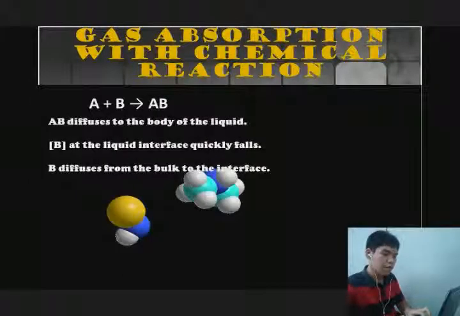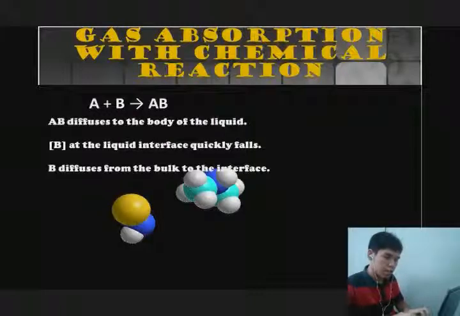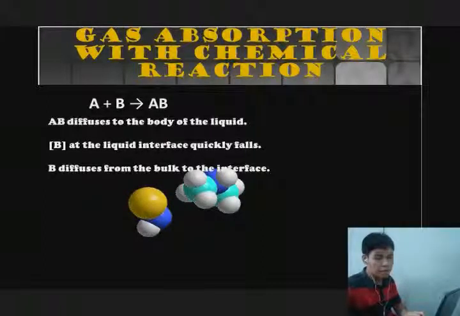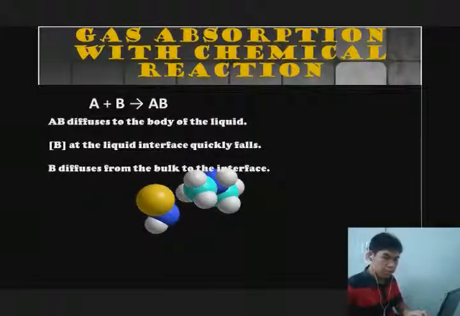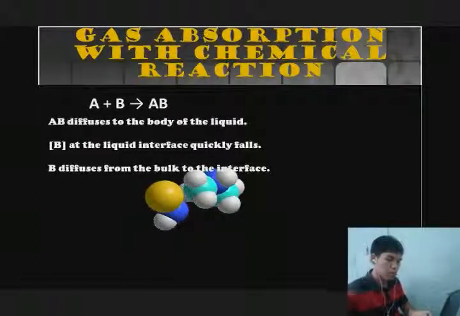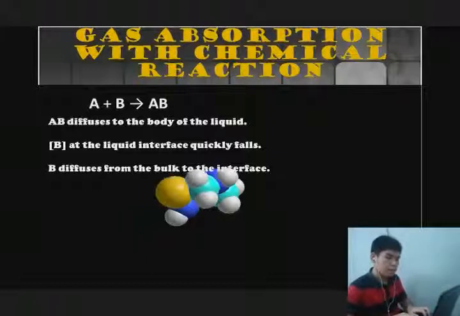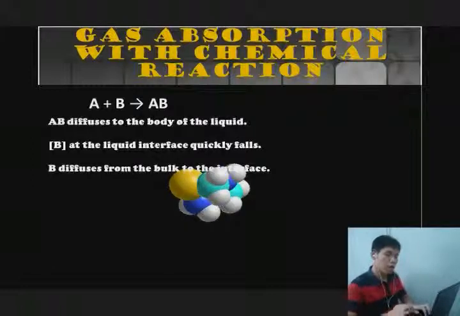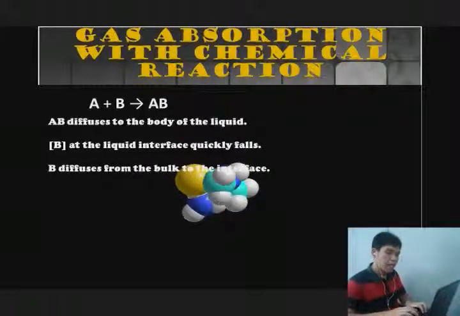As the gas approaches the liquid interface, it dissolves and reacts at once with B. The new product AB, thus formed, diffuses toward the main body of the liquid. The concentration of B at the interface drops, which causes the diffusion of B from the bulk of the liquid phase to the interface. The chemical reaction is rapid and B is removed very quickly, so it is necessary for the gas A to diffuse through part of the liquid film before getting to B.